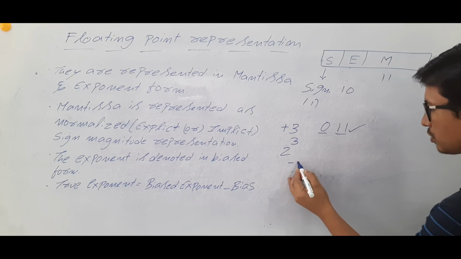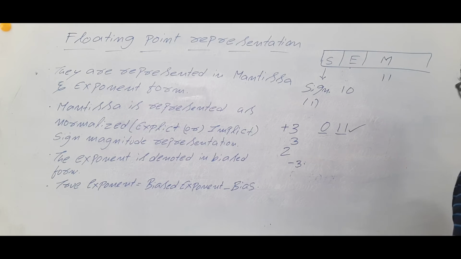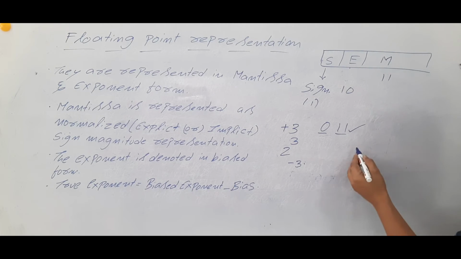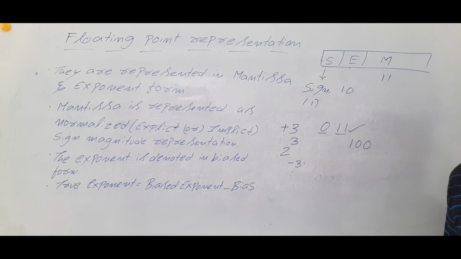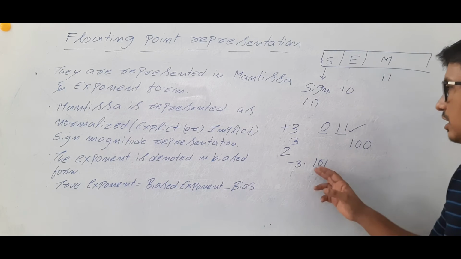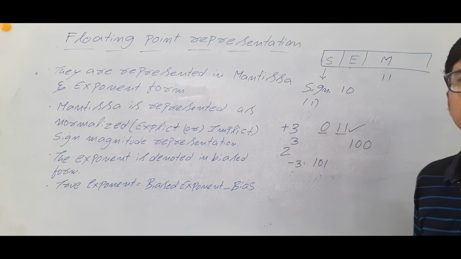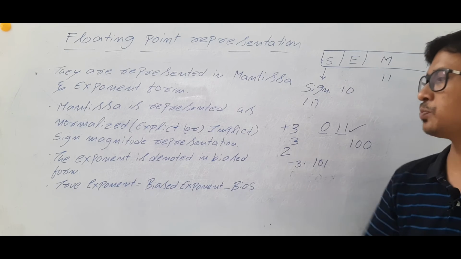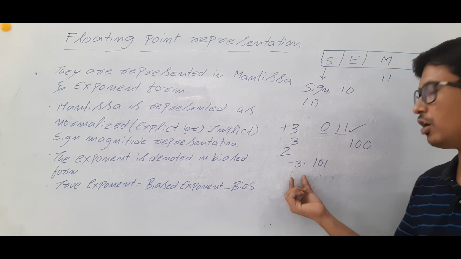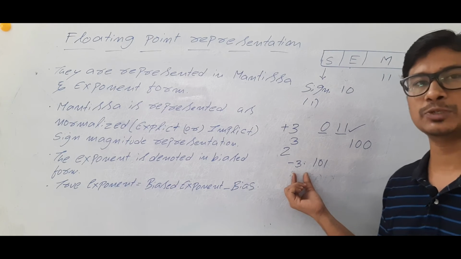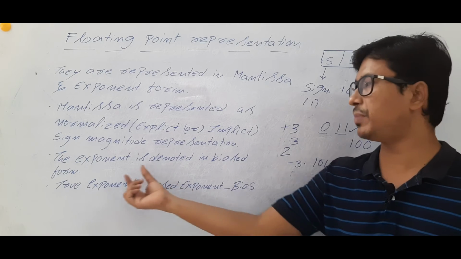Now let's take that I want to represent minus 3. In 2's complement form, how will it be? I need to perform the 2's complement of the plus 3. First I need to perform the 1's complement, 1, 0, 0, and add 1, it will be 1, 0, 1. So if I want to represent minus 3 in 2's complement form, I should represent it as 1, 0, 1. But normally we will not represent the exponent in negative form, meaning we will not represent it as minus 3. Then what will we do? Whenever you have an exponent that is a negative number, we will make it a biased form.